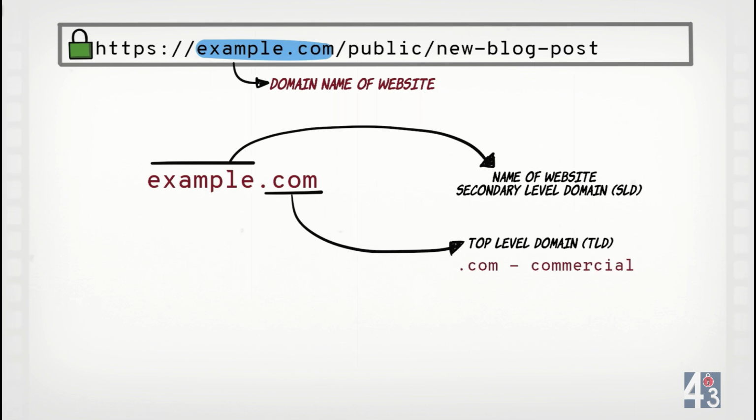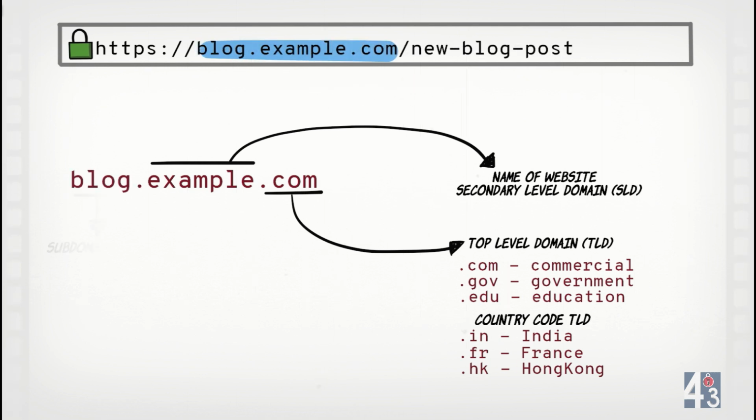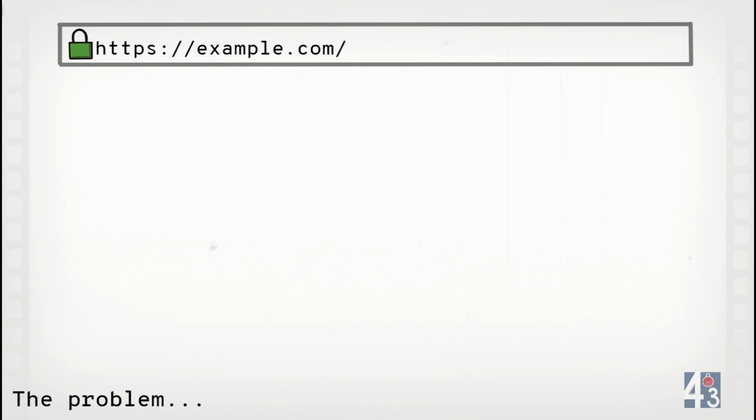Now, entities could be commercial, government organizations, or educational institutions. And there are also country code top-level domains like .in for India, .fr for France, or .hk for Hong Kong, and so on. But what if you encounter a URL like this? Here, blog is the subdomain of the secondary level domain, example. The takeaway that you have to remember is that the part or the label that comes just before the top level domain, that is the secondary level domain, is the main or the primary website. So always pay attention to the domain or subdomain in the URL.